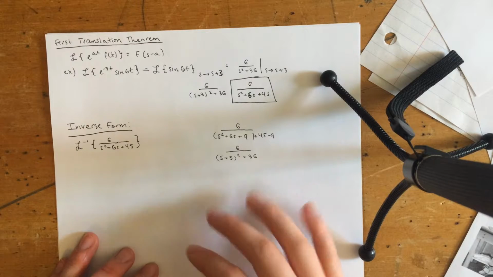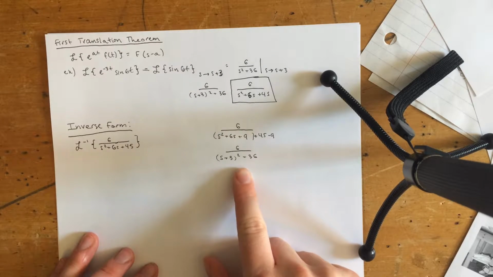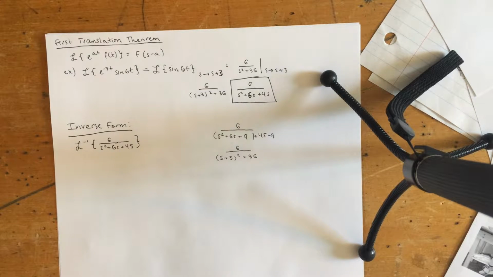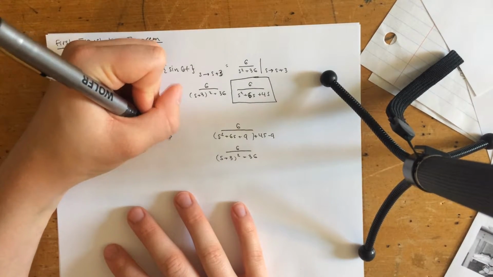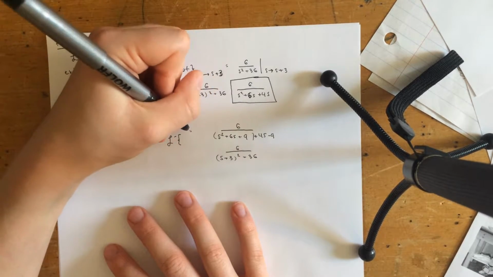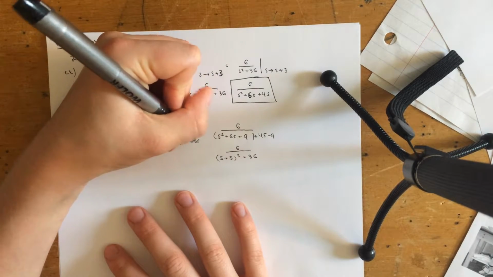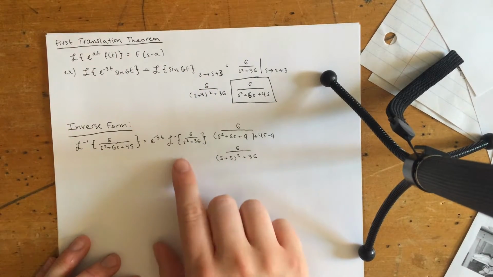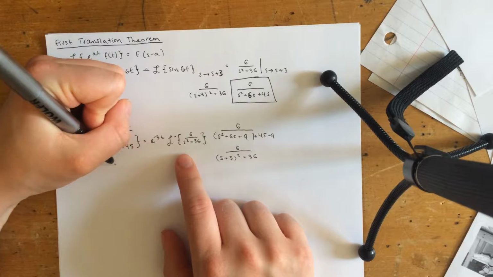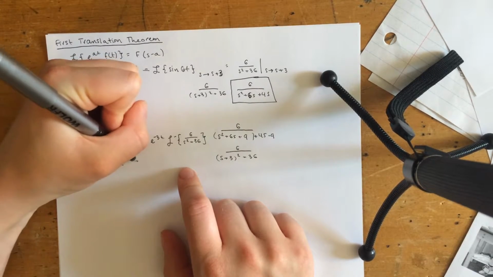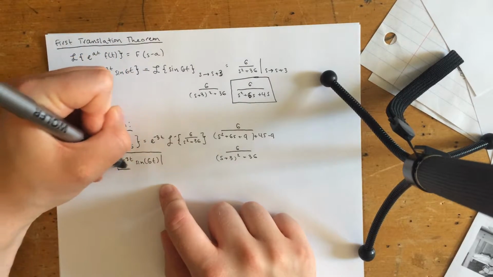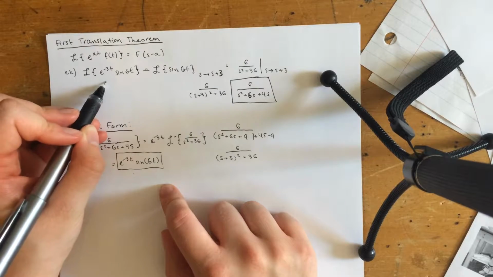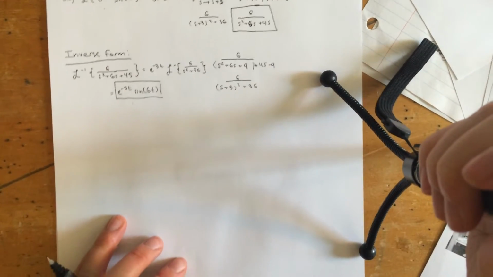Okay, and we see that that's just the Laplace transform of sine of 6t evaluated when s is shifted to s plus 3. So we know the shift here would be e to the negative 3t, times the inverse Laplace of 6 over s squared plus 36, which again is sine of 6t. So we get e to the negative 3t sine of 6t. And that proves how we do it backwards, because that's the original function we started with up here.